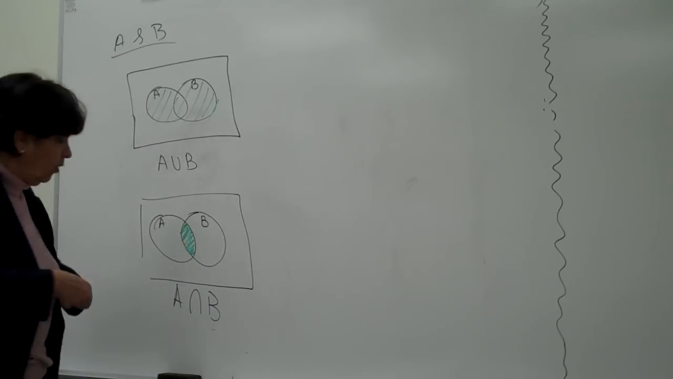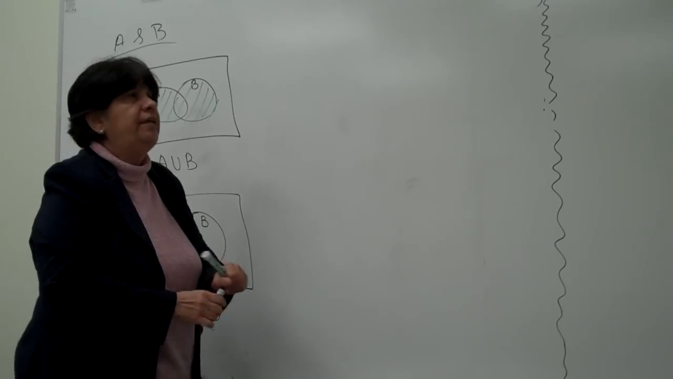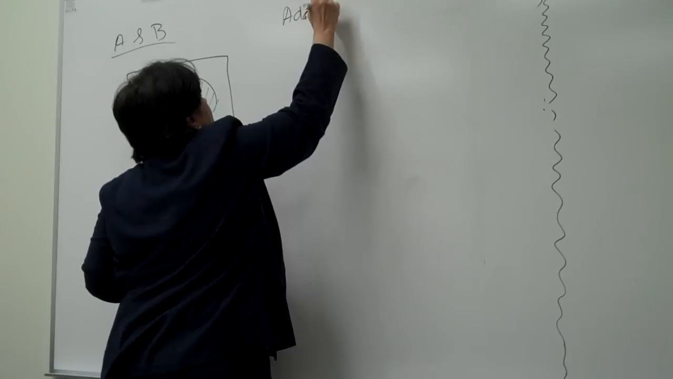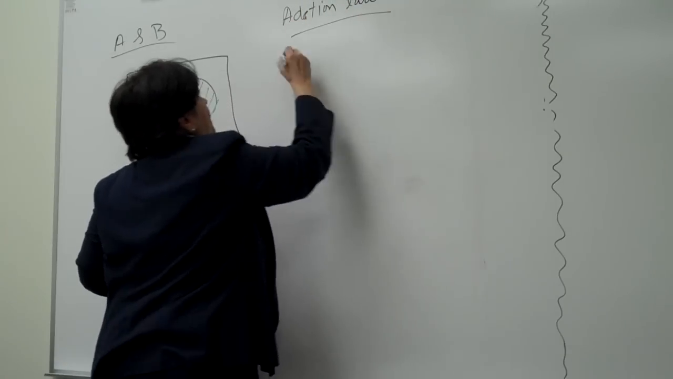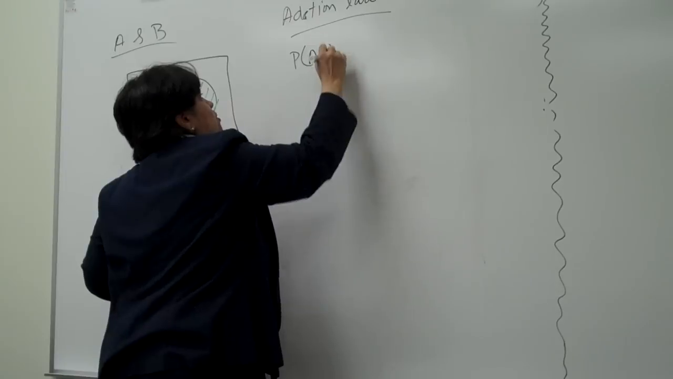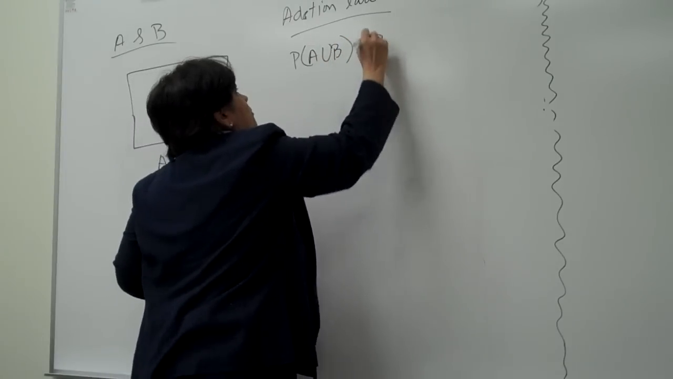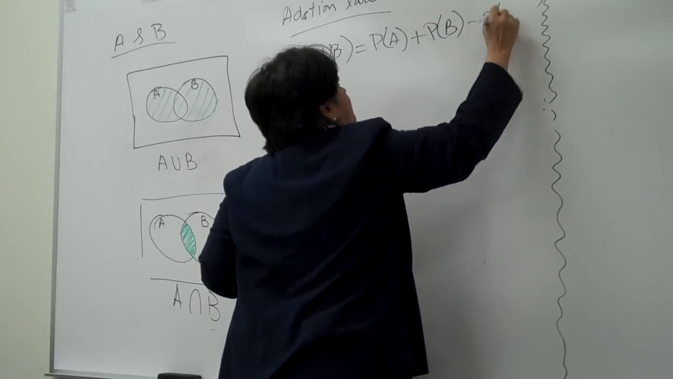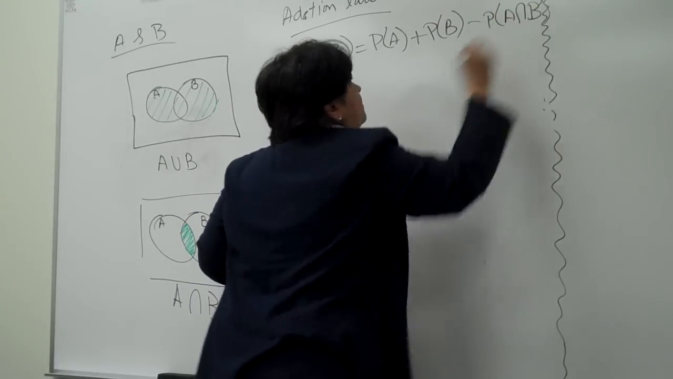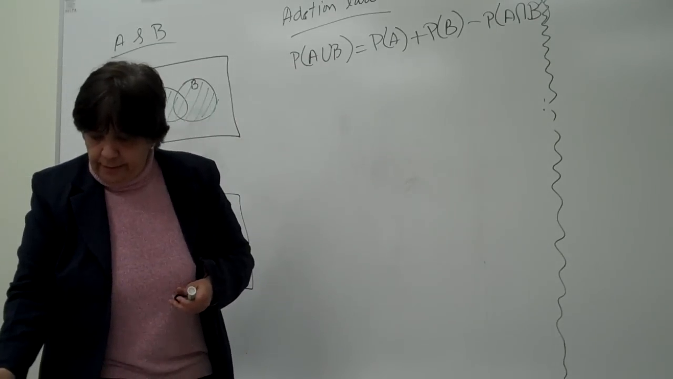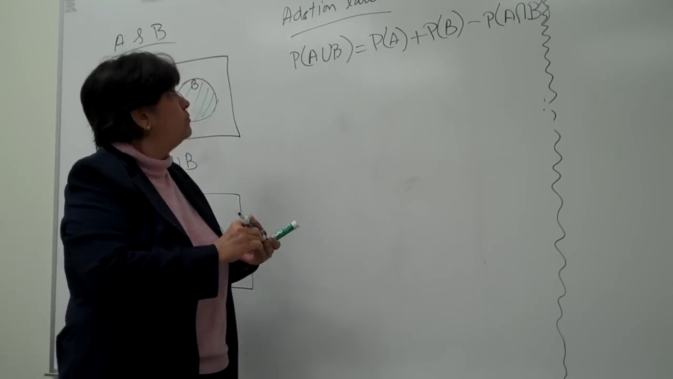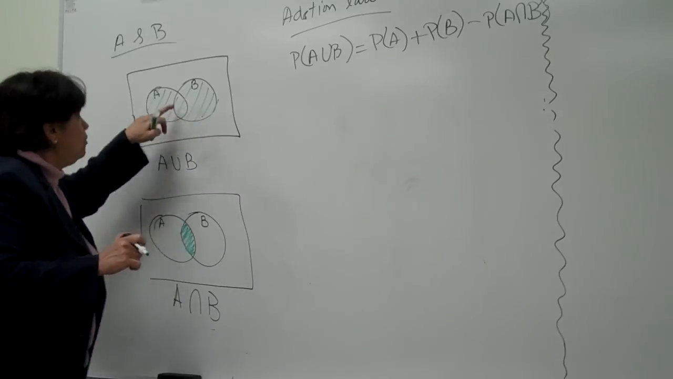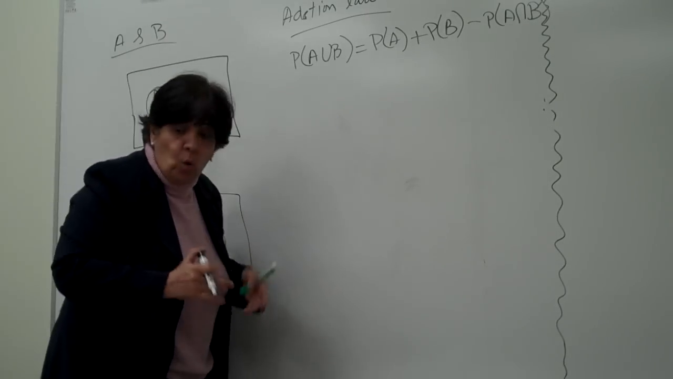Good. There is one law that is called the addition law, that says that the probability of A union B is equal to the probability of A plus the probability of B minus the probability of A intersection B. Why do we have to subtract the probability of A intersection B? Because if we don't do it, we are going to count it twice.